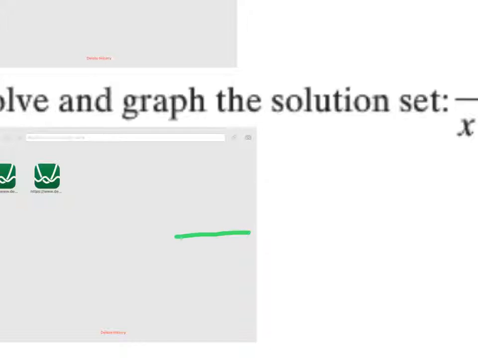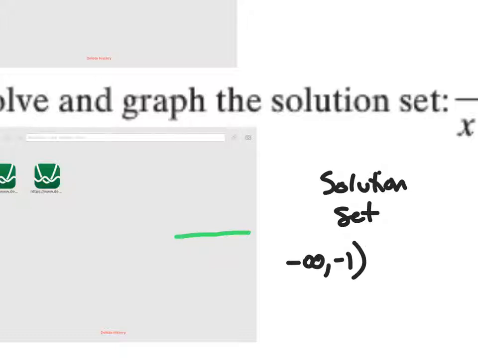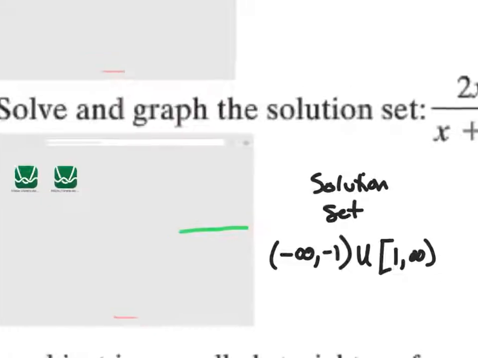So this one's a little bit harder to read because of the vertical asymptote. However, same thing, we're not doing anything different. Our solution set would be from negative infinity to negative 1, and I'm going to use a parenthesis on that because we have a vertical asymptote that we're about to hit. And then from 1 to positive infinity, we use a bracket. And that's what we got.